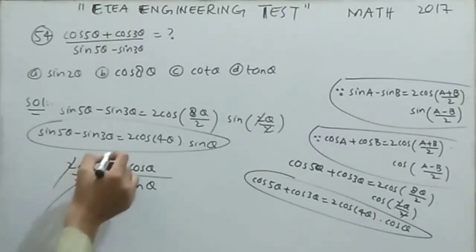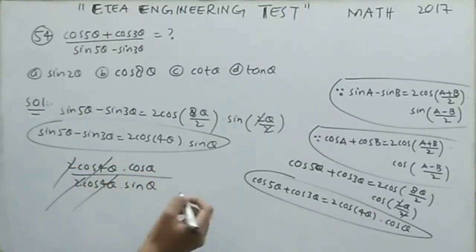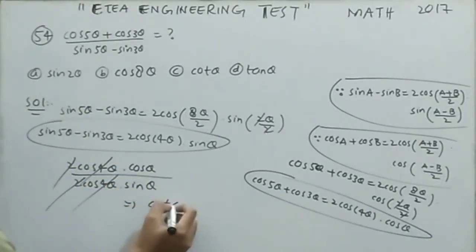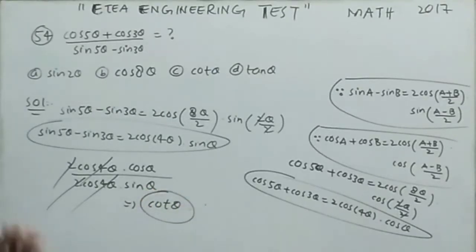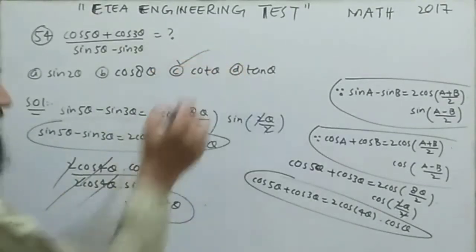So 2 cancels out with 2, cos 4 theta cancels out with cos 4 theta, and cos divided by sin, you know that it is actually equal to cotangent theta. So the required and desired answer to this MCQ is option number C.